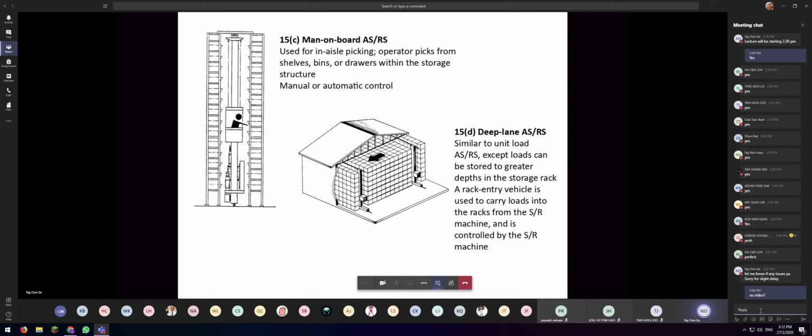Deep lane automated storage and retrieval system. This is basically just a unit load ASRS, but you can store greater depths. So instead of single depth, double depth, or with some gravity load system, you can have basically unlimited depth. And your rack entry vehicle is used to place it into the rack, and then perhaps there's a mini conveyor system inside as well to pile the racks together.